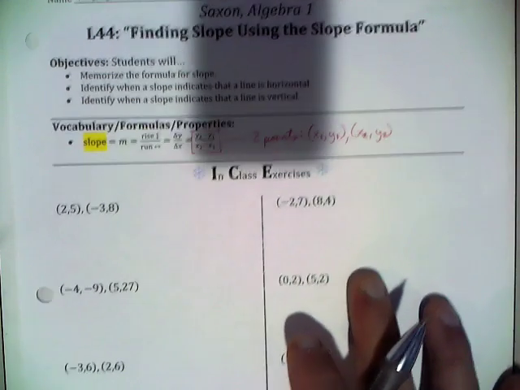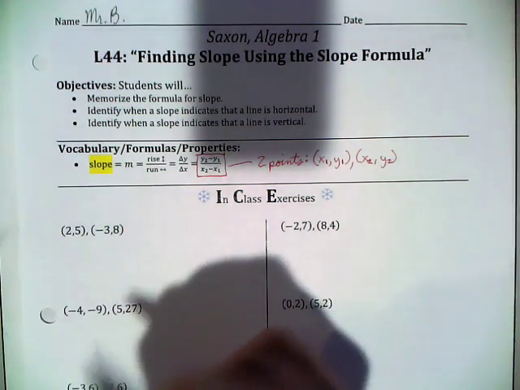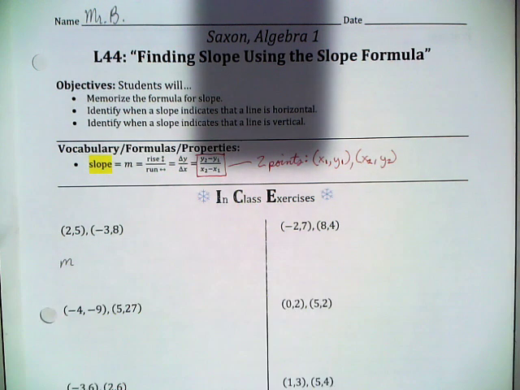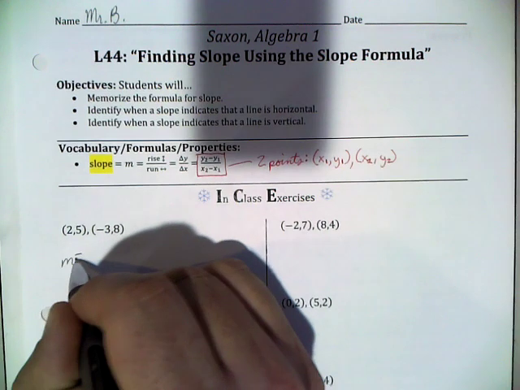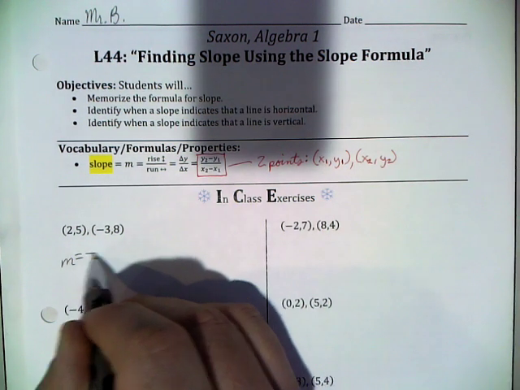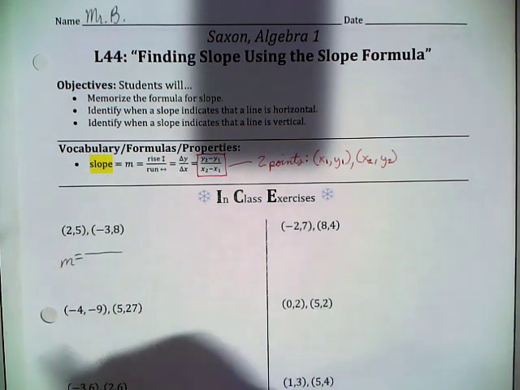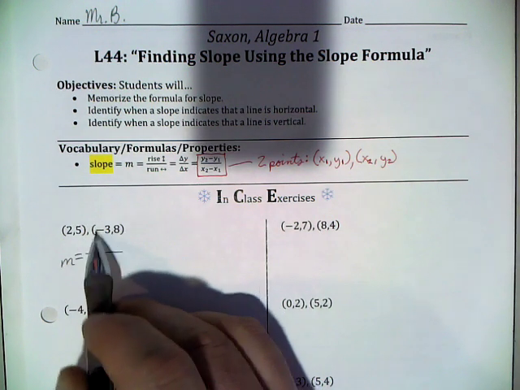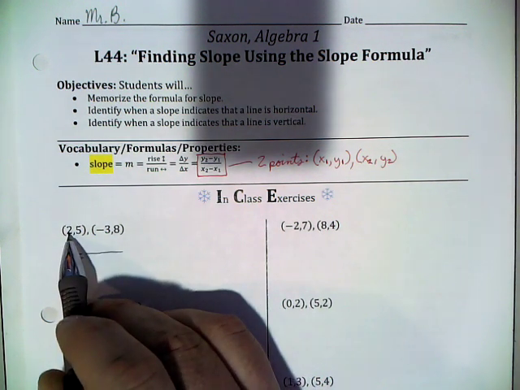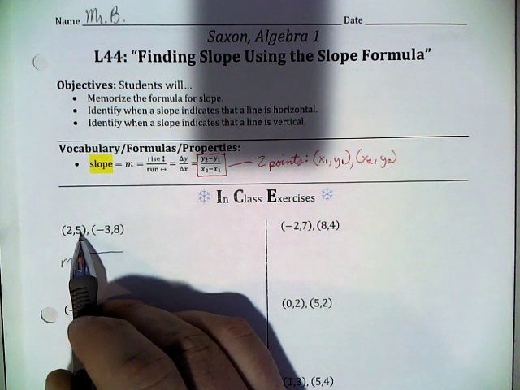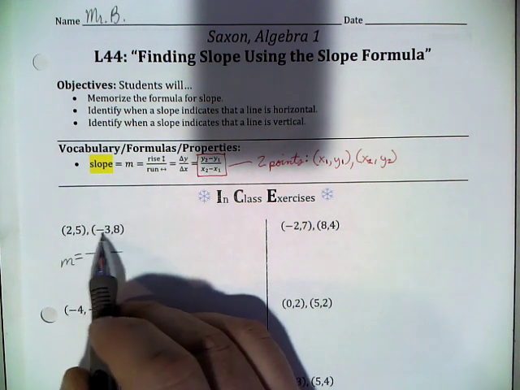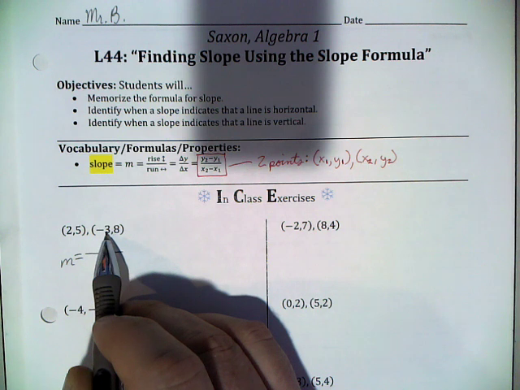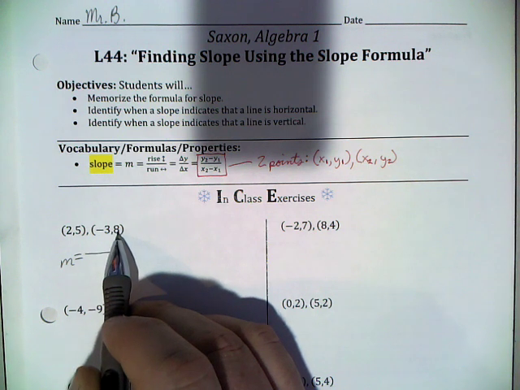So let's go ahead and try this out then. Down here, I'm going to use m for slope to label what it is I'm doing. So m is slope, m equals y sub 2. In this case, I'm going to treat this as my first point. This is my second point. So 2 is x sub 1. 5 is y sub 1. Negative 3 is x sub 2. And 8 is y sub 2.